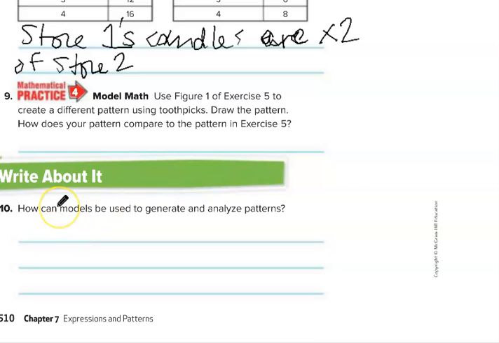And then for this one, how can models be used to generate and analyze patterns? It's basically just a visual. So like with the toothpicks, I can actually visualize and count the amount of toothpicks and then see, once I write it down, the pattern there. So for number 10, I needed to see something about having a visual representation of the pattern.